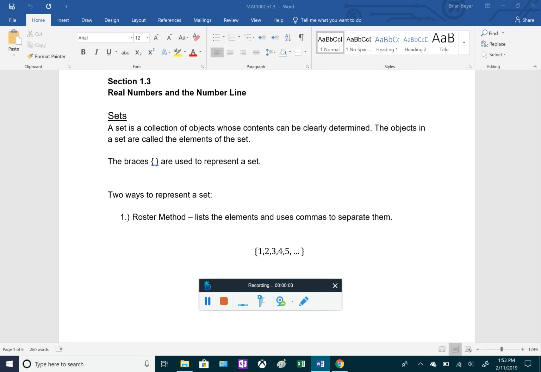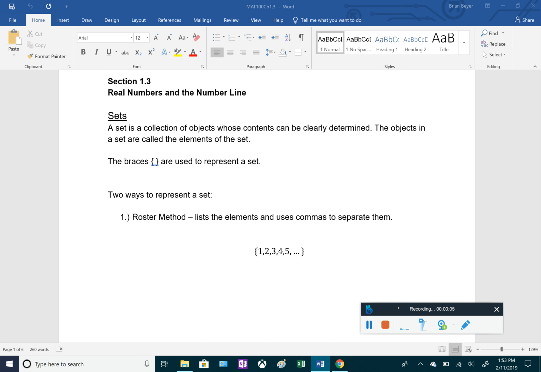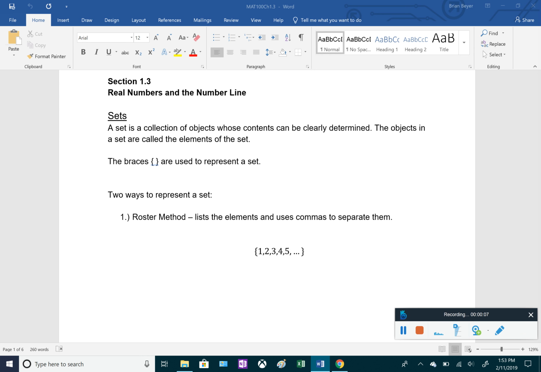Chapter 1.3 is real numbers and the number line. So to start this, we're going to get into the definition of sets and what sets are.